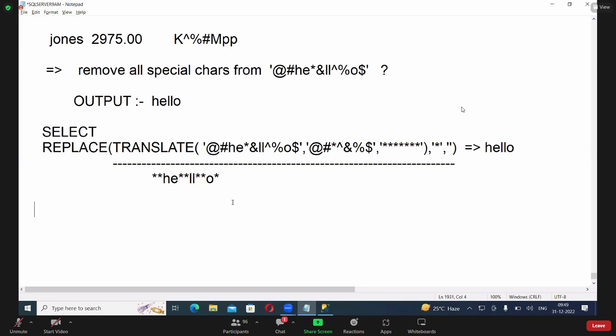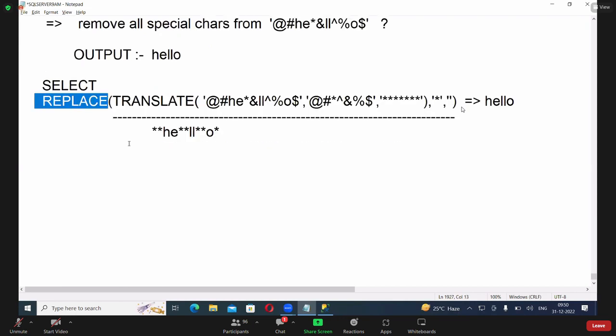So if a function is called inside another function, which is executed first? You are calling the translate function inside the replace function. Which is executed first? Always the inner function first, next the outer. So in this example, translate is executed first, and the translate function output is the input to what?